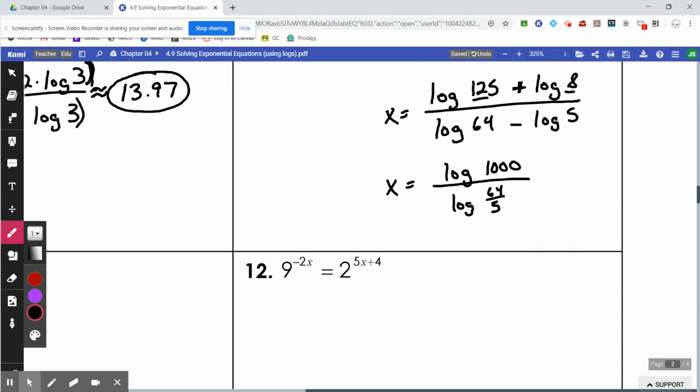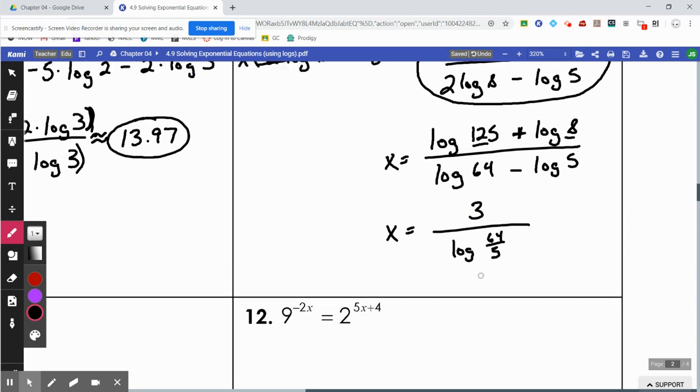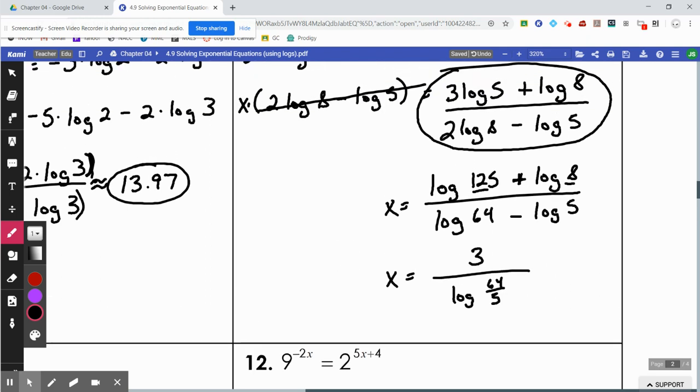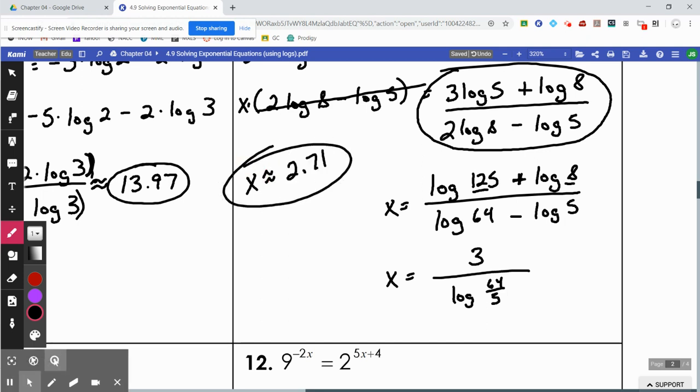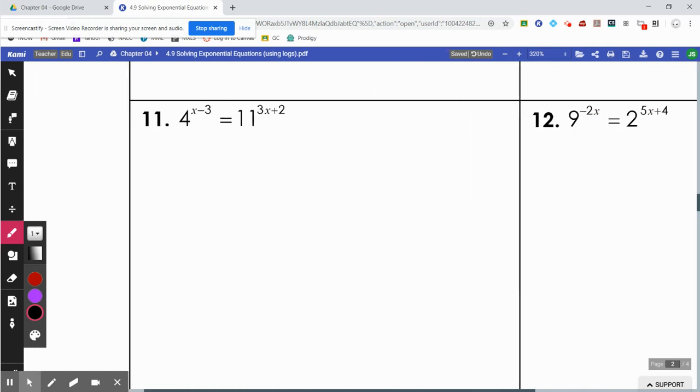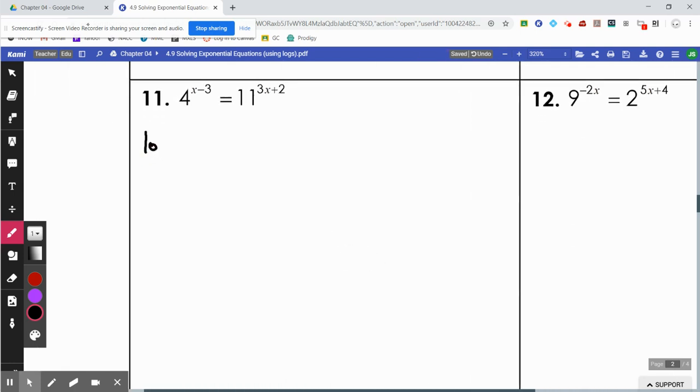The top, the log of 1,000, you actually know that's a base 10. That's 10 to what power is 1,000? So you could clean that up completely by just writing the number 3. So these can be cleaned up further without a calculator. But when you type any of these values into the calculator, you're going to get an approximate value of 2.71.